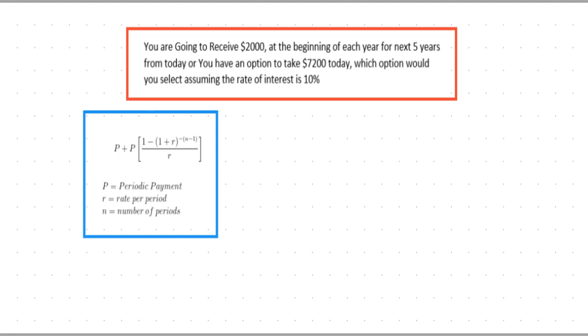To calculate the present value of a beginning of the period annuity, or the annuity due, you need to use this formula, where present value is P plus P into (1 minus (1 plus R) to the power minus (n minus 1)) divided by R, where P is the periodic payment, R is the rate per period, and n is the number of periods.